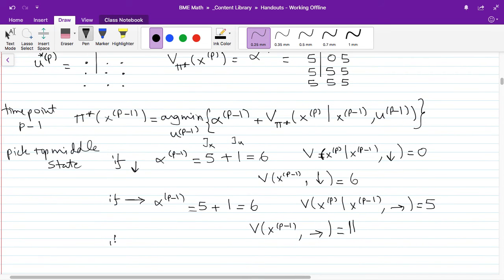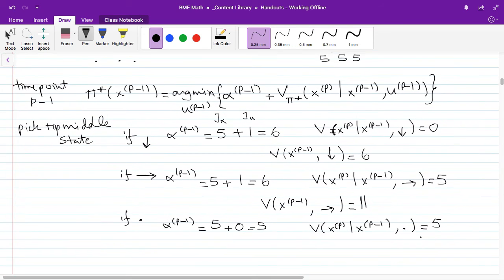What if I do nothing? Then my cost per step is the cost of my state, 5, plus no action, 0, that's 5. Where do I end up? I end up where I started from, which is 5. The sum of those two, if I do nothing, is 10.